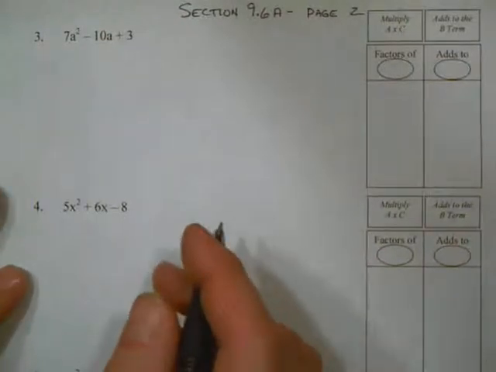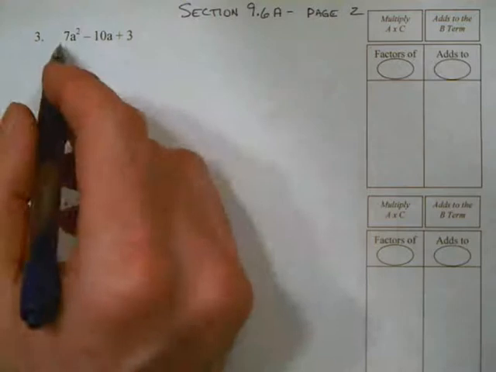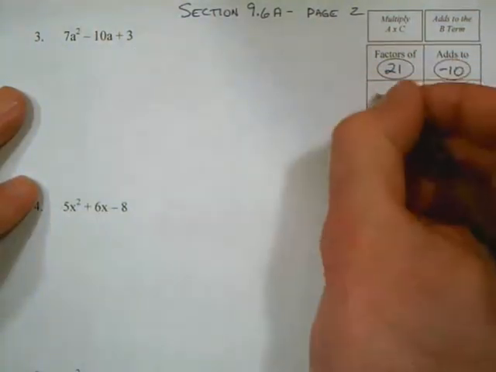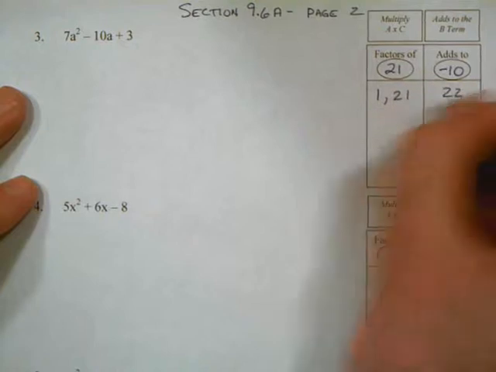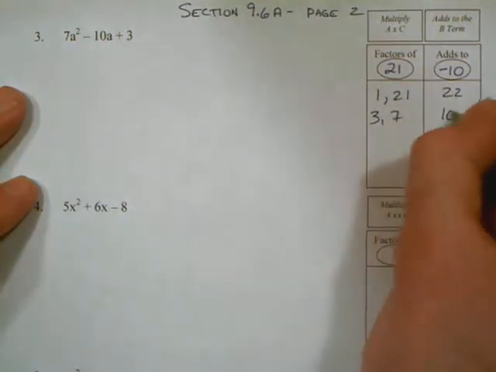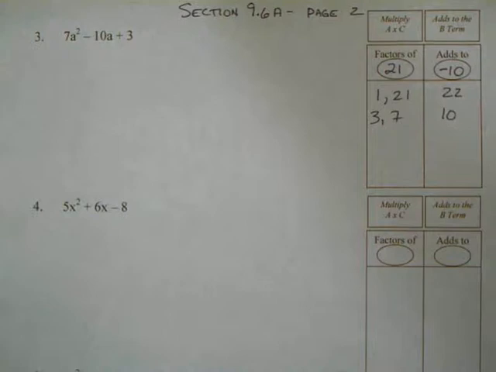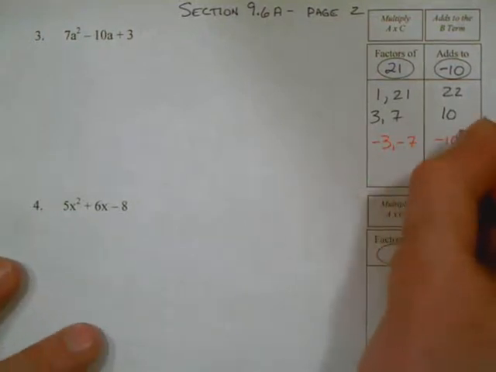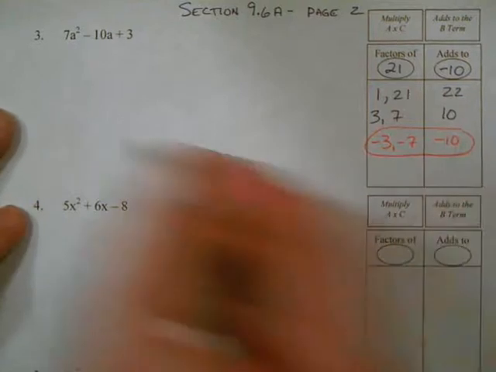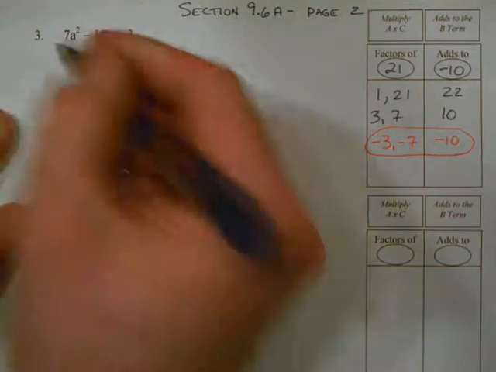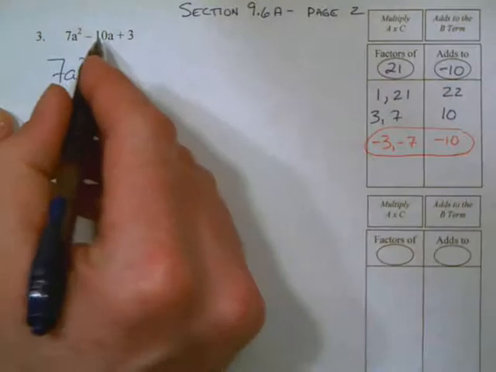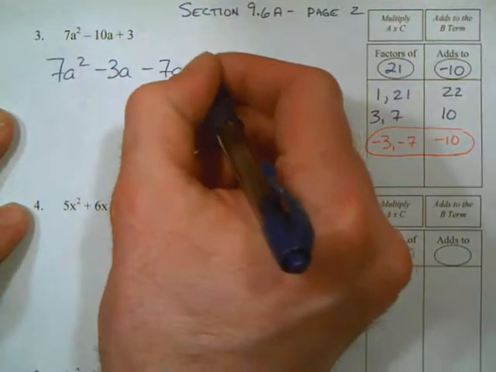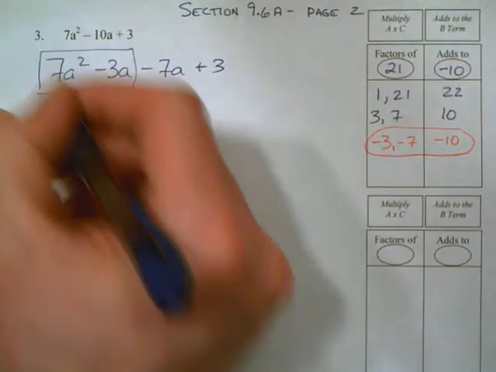Here we have our second section, part of section 9.6a. We multiply 7 times 3 and get 21, which adds to negative 10. So we write down our factors, 1 and 21, 3 and 7, that's 10. If you remember, that's the opposite of what we wanted, so we change our signs to negative 3 and negative 7, which give us negative 10. Now we're going to take those two and combine them, and break up that negative 10 into negative 3a and negative 7a.